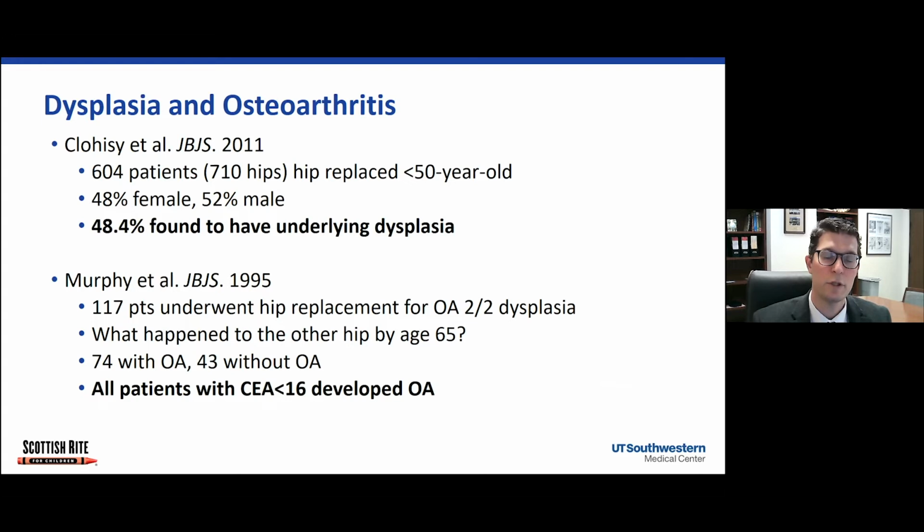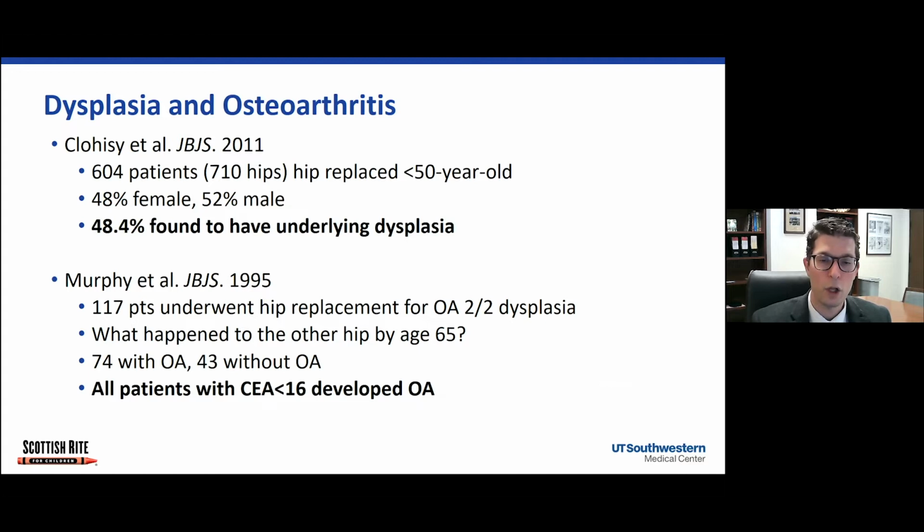And what they found when we looked at all those patients is that about half of them had underlying hip dysplasia thought to be the cause of their arthritis. Murphy's group out of England similarly looked at a little over 100 patients who underwent hip replacement for osteoarthritis with underlying dysplasia. And interestingly, they then looked at what happened to the other hip. So not the one that was replaced, but what was deemed to be the other healthy hip by age 65. And about 2/3 of those patients went on to develop arthritis.